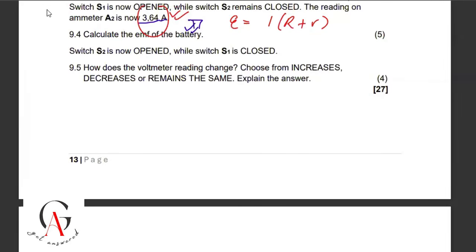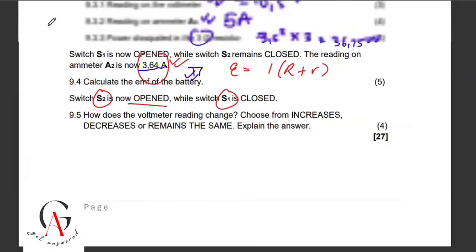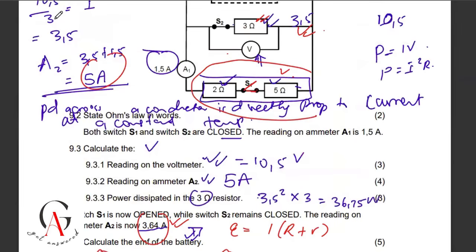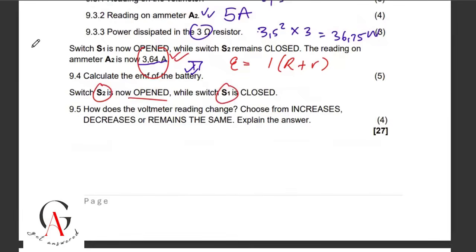Then how does the voltmeter reading change if S2 is now opened while S1 is closed? Now, by opening this and closing this, the total resistance is going to increase to 7. Remember, initially it was just a 3. Now it's going to increase to just a 7. So step number 1, we choose the voltmeter reading.